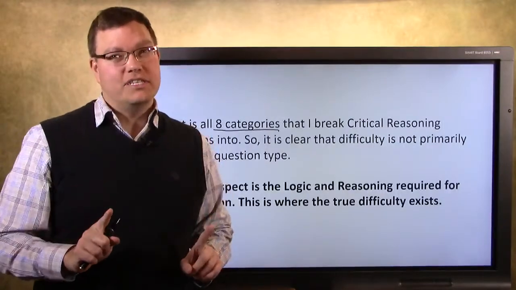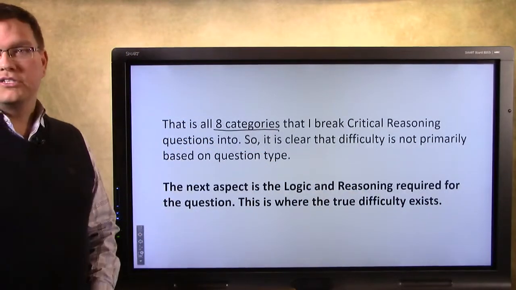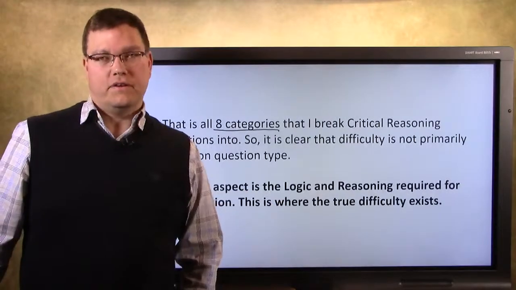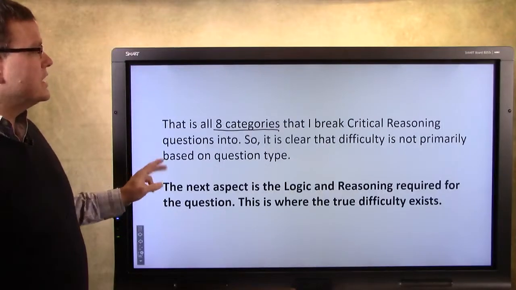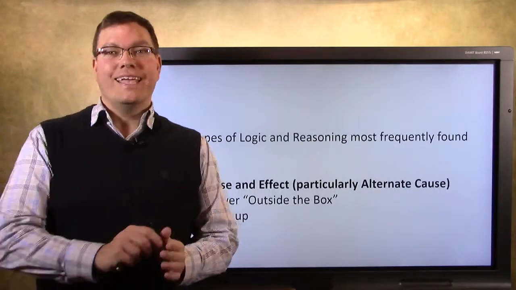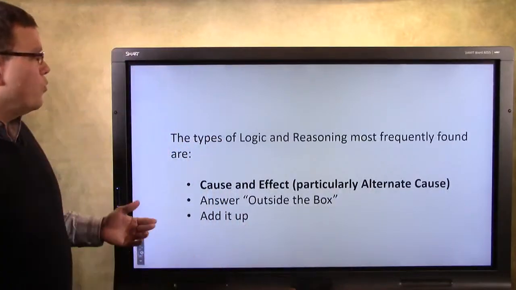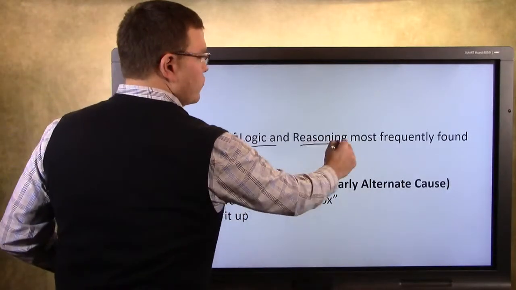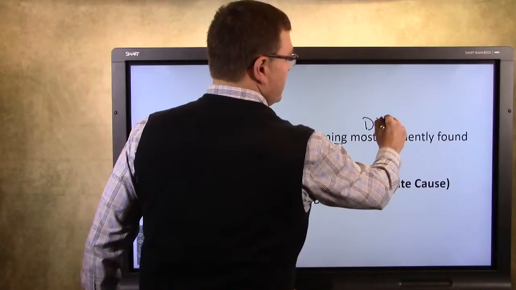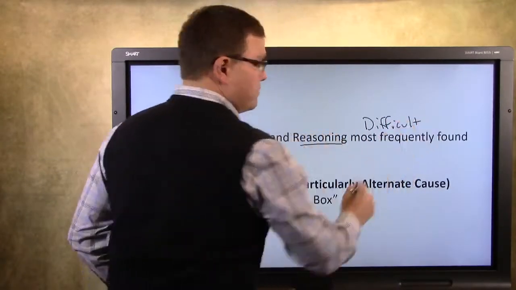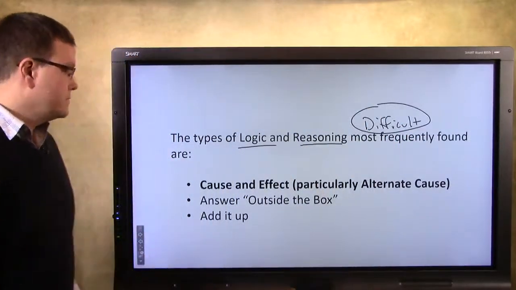It's not about question type. It's about the logic and reasoning required for that question. This is where the true difficulty exists. So let's talk about 3 aspects of logic and reasoning that I found in those final 10 or 20 questions. Okay? So what are the types of logic and reasoning found most frequently in the difficult questions, right? Not just found most frequently everywhere, but found most frequently in the difficult questions.